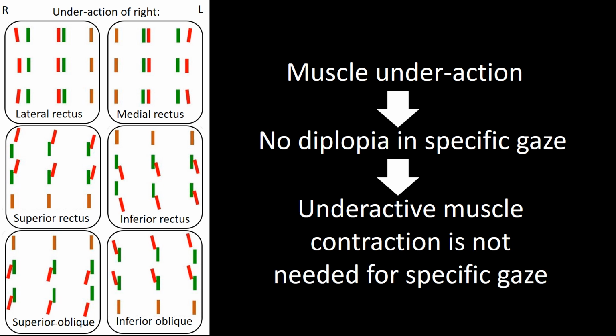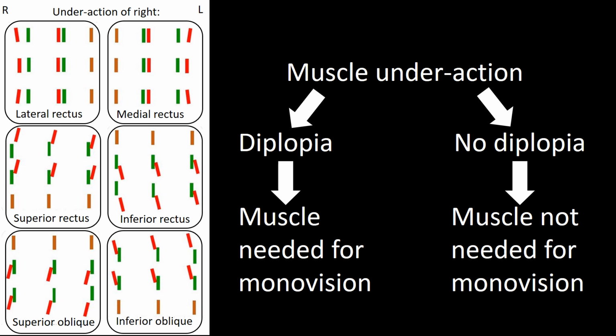On the other hand, if a muscle underaction does not produce double vision in a certain gaze, it is because that muscle is not activated in that gaze. Hence, that muscle is not necessary to achieve monovision in that specific gaze. It is on this basis, that diplopia due to muscle underaction in a given gaze is only present if the underactive muscle participates in that gaze, that we will describe eye movements.